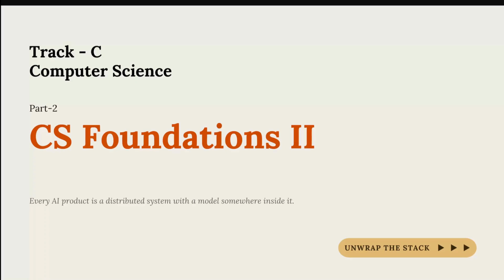This is part 2, Computer Science Foundations. In part 1, we looked at data structures, algorithms, and the complexity arriving with storing of data, accessing the data, and so on. Today, we are going to understand how every AI product is part of a distributed system, and the model is just one component sitting somewhere deep inside. So, let's get ahead.